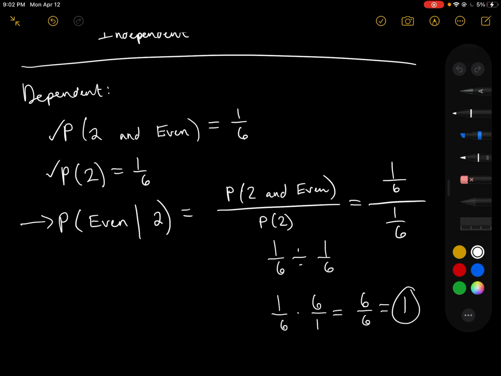6/6 equals 1. And if you think about this logically again, the probability, given you roll a 2, that it's also an even number, well, 2 is an even number. So every single time you roll a 2, it's going to be even.